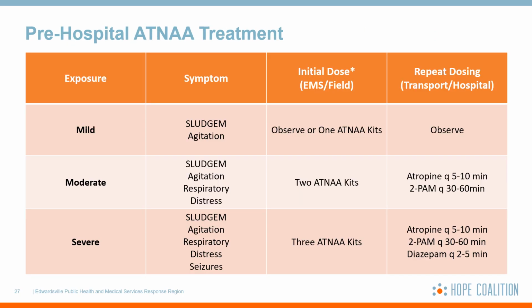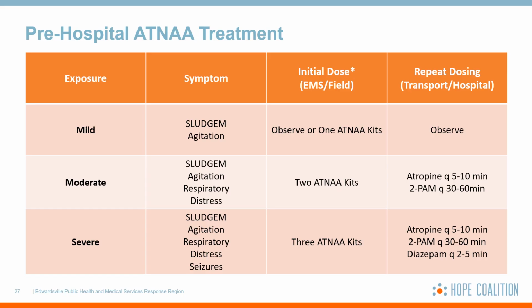This slide shows how many antidote treatment nerve agent auto-injectors to use for mild, moderate, and severe exposure to nerve agents depending on the corresponding symptoms present. For example, if your patient has signs of SLUDGEM and agitation, your initial dose in the field would be to observe or use 1 kit. Your repeating dose while transporting to the hospital would be to observe. If your patient has SLUDGEM, agitation, and respiratory distress, that's considered moderate. Your initial dose would be 2 kits, and the repeating dose while transporting to the hospital would be atropine and 2-PAM.